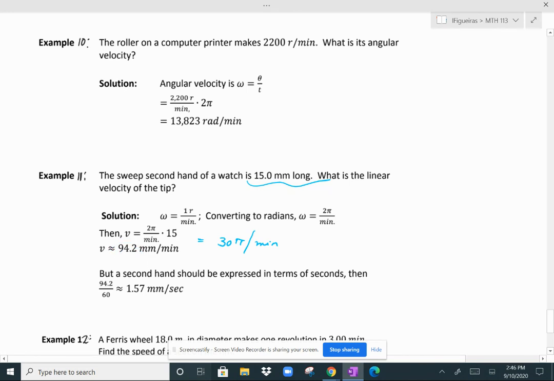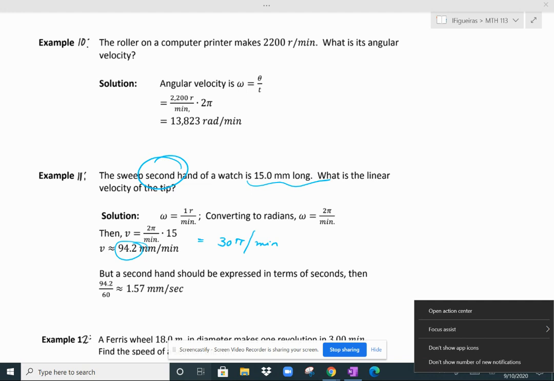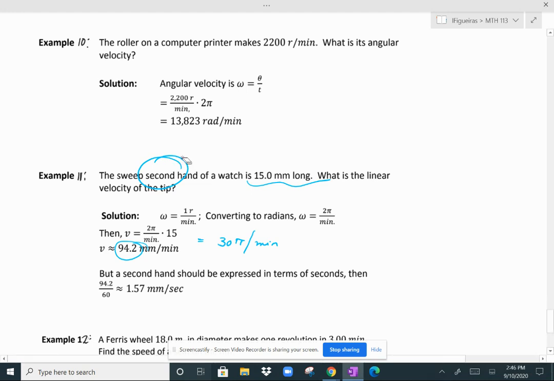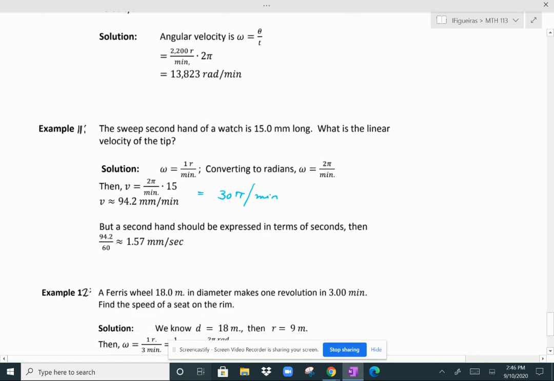All right, but a second hand should be expressed in terms of seconds, not in terms of minutes, because the name kind of implies it's a second hand. And how many seconds are in a minute? Well, there's 60. So you need to divide this number by 60, and we get that the sweep hand is traveling at 1.57 millimeters per second. Okay, so let's move on to another example.